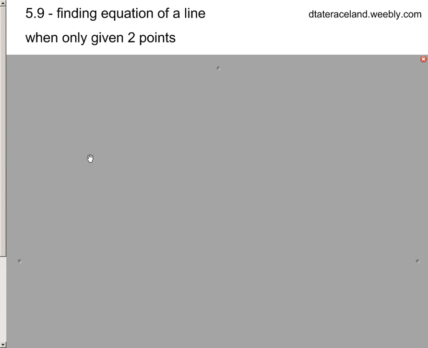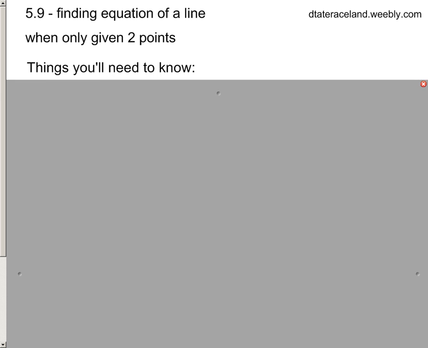Sometimes they're going to be given 2 points, and instead of just finding the slope, they want you to find the equation of the line that goes through those 2 points. So let's take a look at what we actually need to get this done.